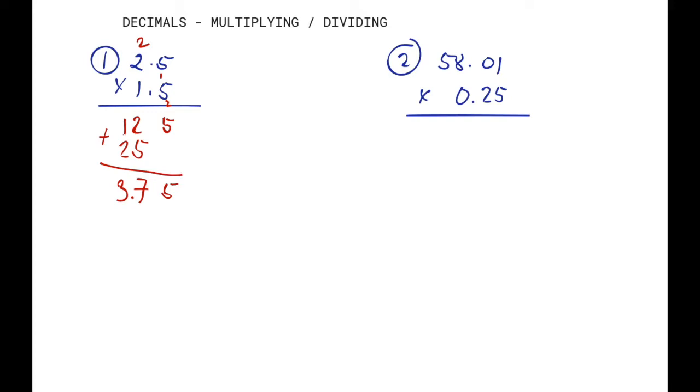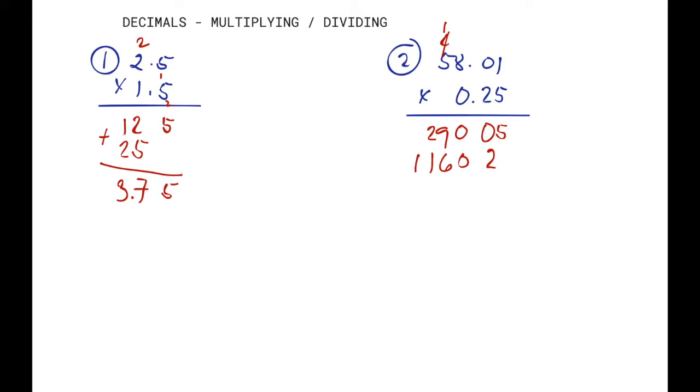Next, we move on to our example number 2. We are going to multiply 5 to 58.01. So we have 5 times 1 is 5, 5 times 0 is 0, 5 times 8 is 40, bring down 0, carry 4, 5 times 5 is 25 plus 4, we have 29. 2, we are going to multiply 2 to 58.01 here. So 2 times 1 is 2, 2 times 0 is 0, 2 times 8 is 16, bring down 6, carry 1, 2 times 5 is 10, plus 1 is 11.